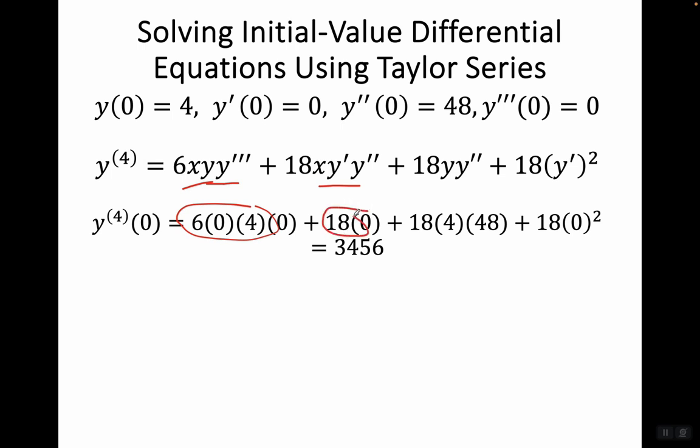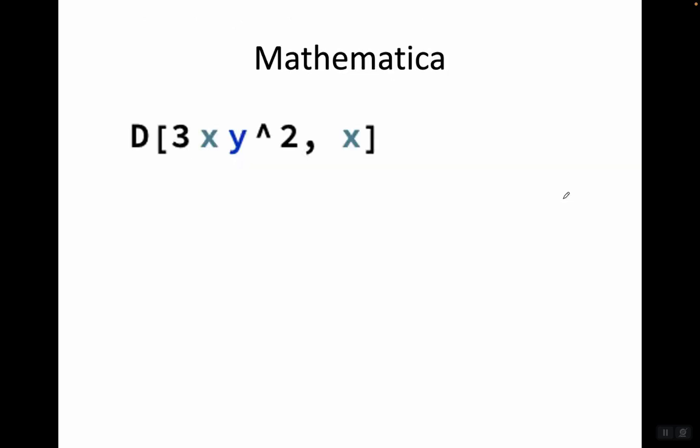x is 0. So because x is 0, I'm not even going to bother to plug in y prime and y double prime, because 18 times 0 is just going to be 0, regardless of what these are. Let's see, 18y, y double prime, that's going to be 18 times 4. y is 4. y double prime of 0 is 48. And y prime squared, that's going to be 18 times 0 squared. And that all works out to be 3,456.